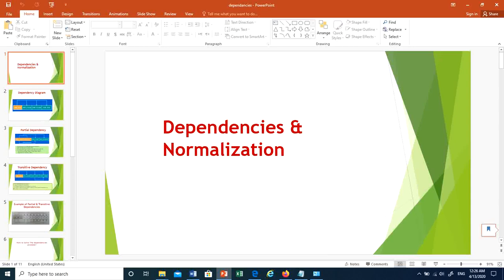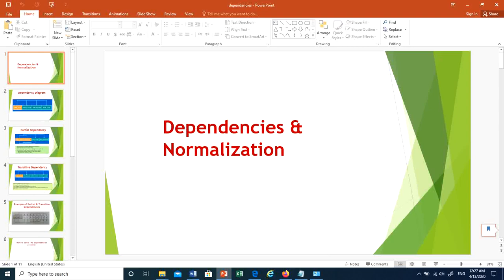And the two concepts are self-explanatory in the sense that dependency explains itself. Dependency means when something depends on another thing. In database, when an attribute or a group of attributes depend on another attribute.